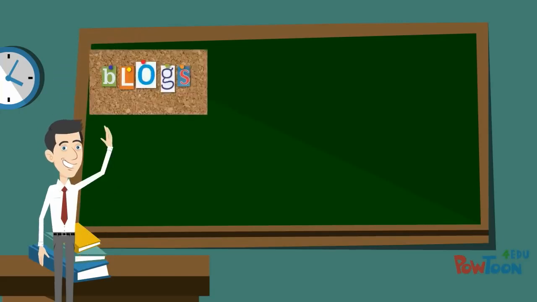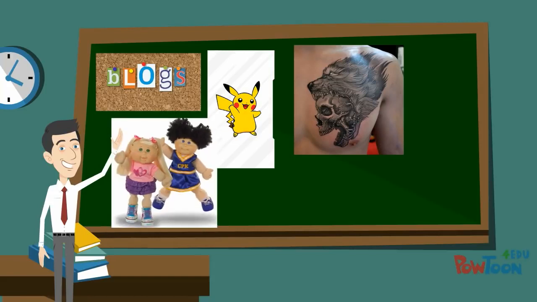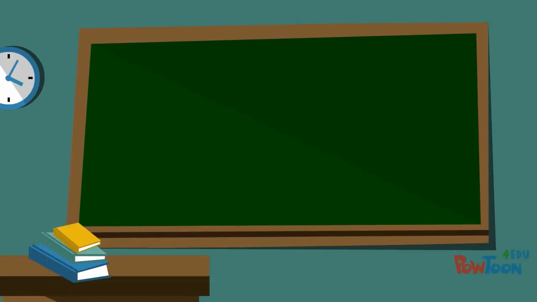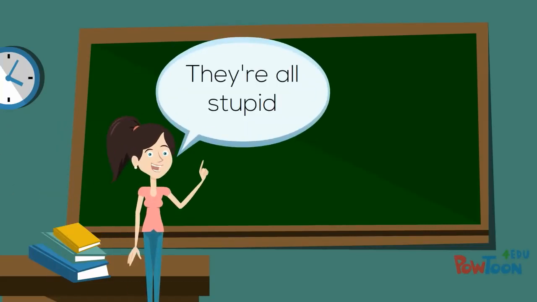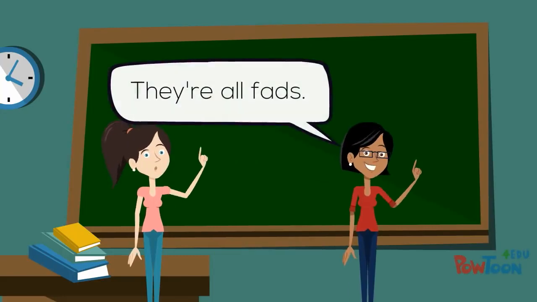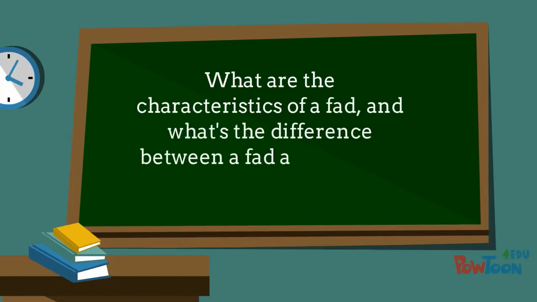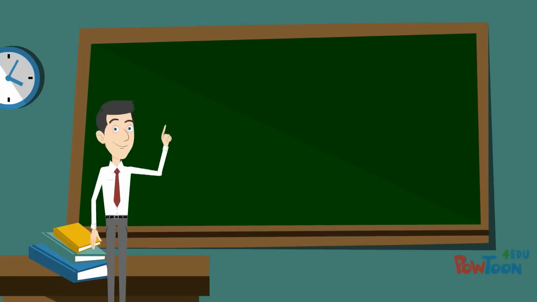Okay. What do blogs, Pokemon, tattoos, Cabbage Patch Kids, pet rocks, and hula hoops have in common? Anybody? They're all stupid. I know, Professor Morgan. They're all fads. Correct. Now here's another question. How did you know that? In other words, what are the characteristics of a fad, and what's the difference between a fad and a trend? These are the questions we're going to consider together this afternoon.